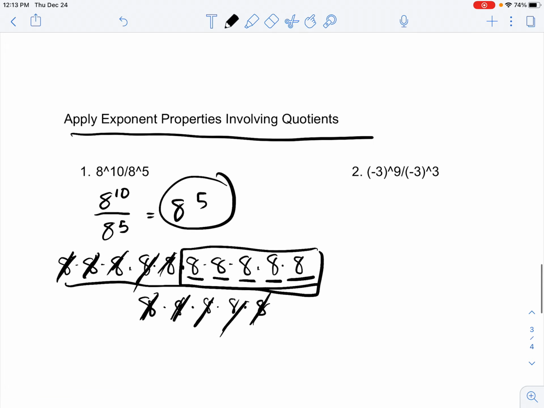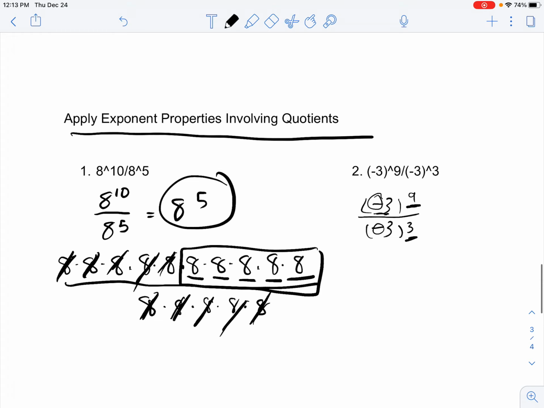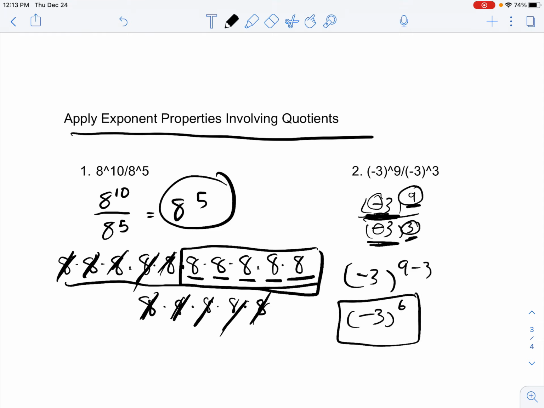Let's try negative 3. Negative 3 to the 9th over negative 3 to the 3rd. Well, since it's an odd exponent, we know that even if we multiply this out, the negative will still be there. So we can just leave this negative 3 alone. But we can reduce the exponent since they have the same base. So 9 minus 3 would be negative 3 to the 6th power. And that would be our answer for that problem.